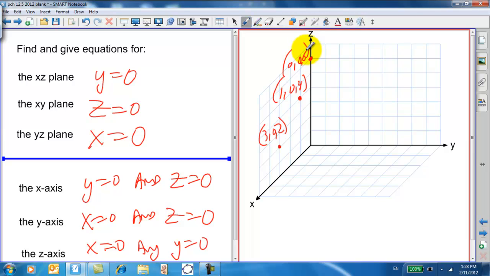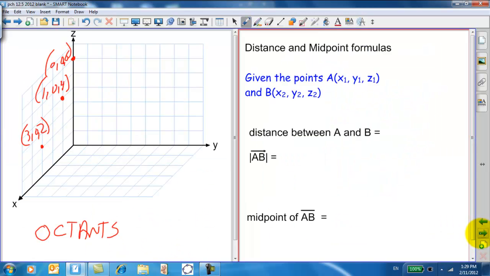It's on the z-axis. We also have octants. And right now you're just seeing the first octant, where x, y, and z are all positive. But you could certainly have x, y, and z all negative, and that would be a different octant. I'm not going to get into numbering the octants right now. Just trust me, there's 8 of them, because each of the 3 variables, x, y, and z, can be either positive or negative. So instead of 4 quadrants, 8 octants.